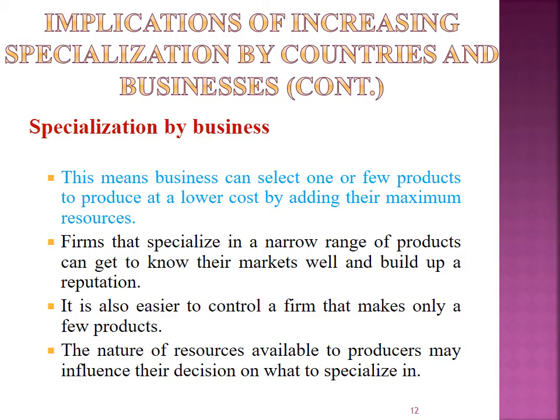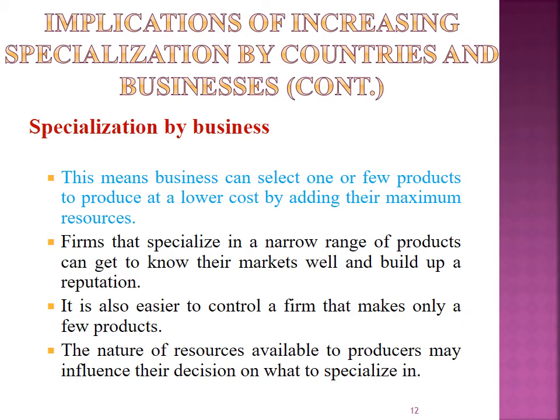The other specialization we have to discuss is specialization by businesses. This means businesses can select one or a few products to produce at a lower cost by adding their maximum resources. Rather than spreading all the resources across different items in small quantities, if they can allocate all the resources into one product and produce the maximum, with a surplus, it is called specialization by businesses.